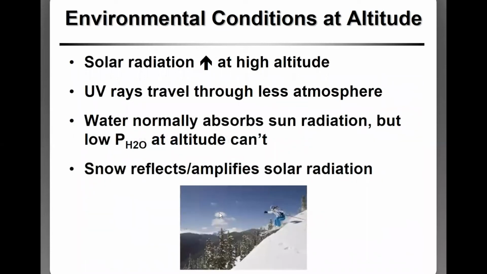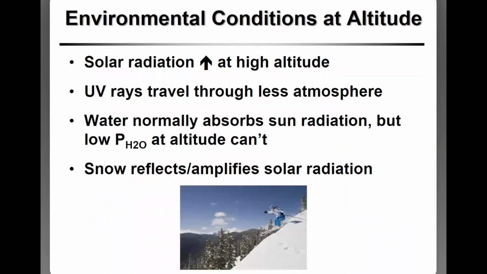Also at altitude, the solar radiation is much higher because the UV rays travel through less atmosphere. Also, water normally absorbs sun radiation, but with such low water pressures at altitude, the air is less able to absorb the sun's radiation. Also, the snow reflects and amplifies the solar radiation. So if you've ever gone skiing or snowboarding, you know that you still need to apply a lot of sunscreen.